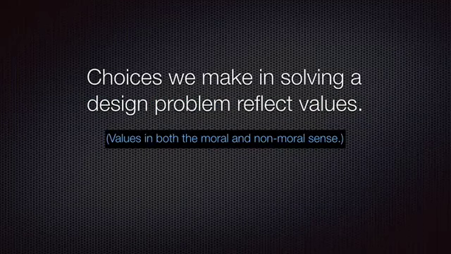So the choices we make in solving a design problem reflect our values, both moral and non-moral. For instance, if you're the type of person who favors function over form, you might say, when I arrange my room, or design a workflow for myself, or any engineering artifact I happen to be working on, the function has to define the form. Others might say, I have more of an aesthetic sense. I want it to look pretty. I want it to look good, and then we'll figure out how to make it functional.